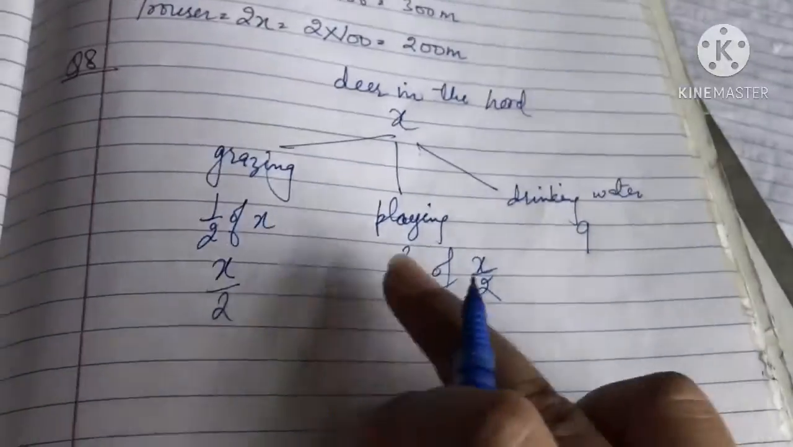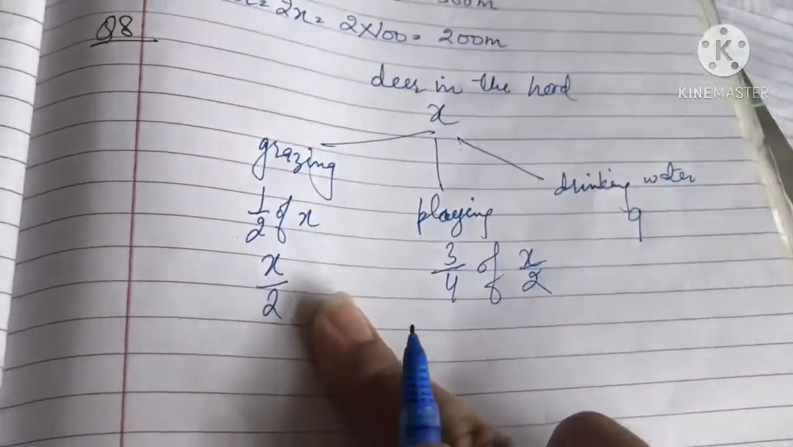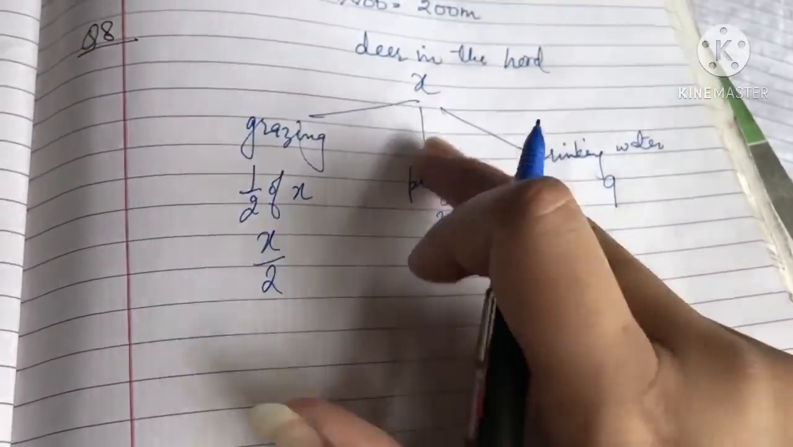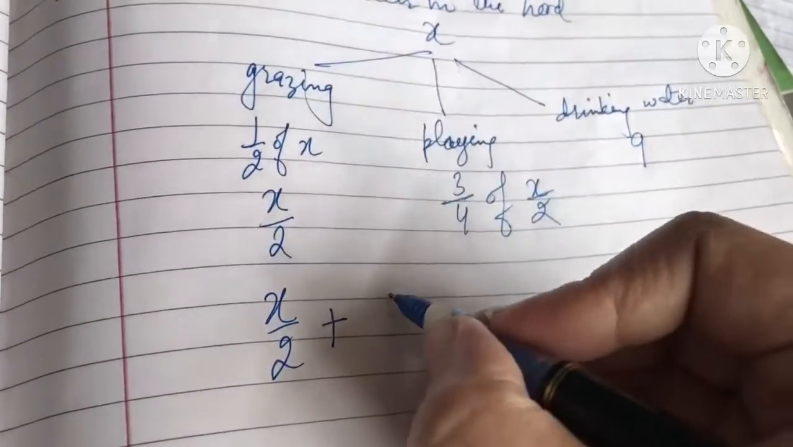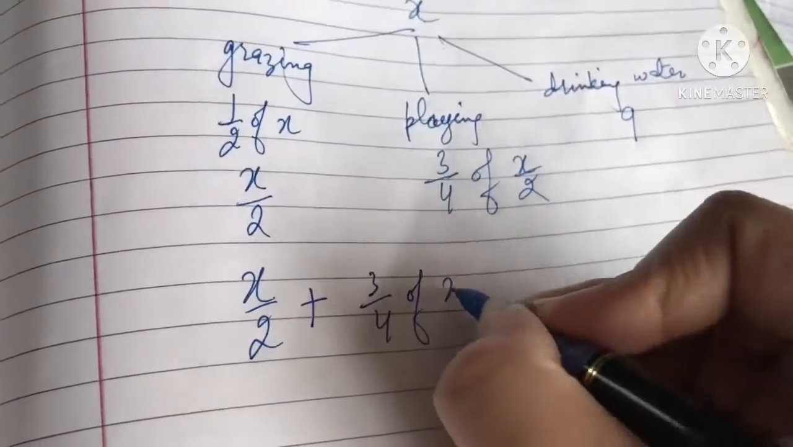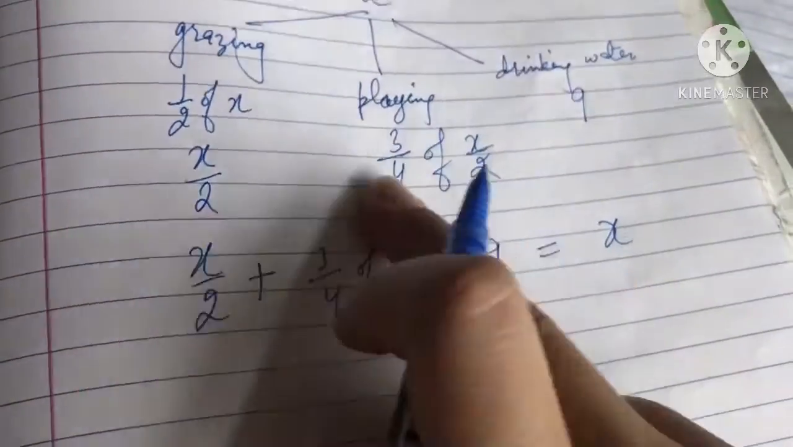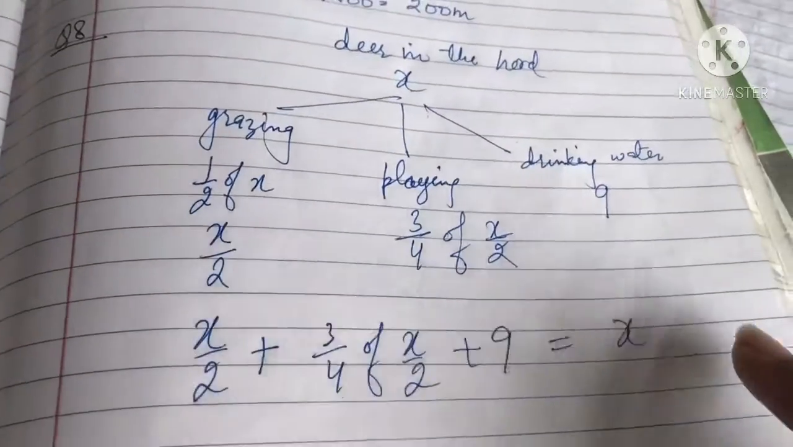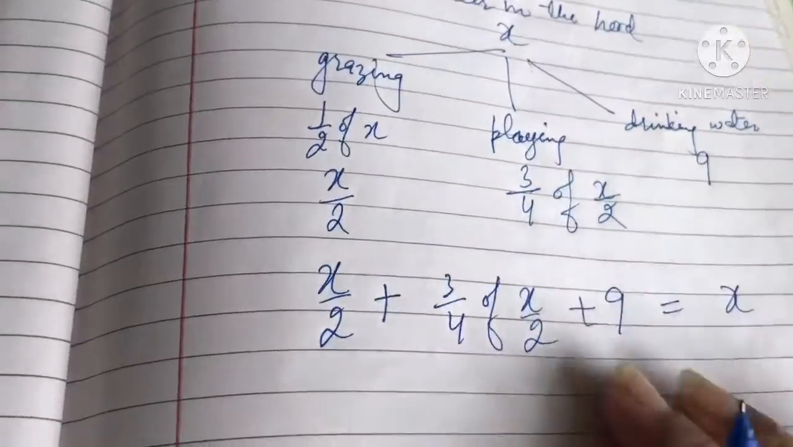Now this is what they all are doing, and all together they are x. So if you add all these deers, it should equal x. So x by 2 who are grazing, plus all those who are playing, plus those drinking water, all of these are going to be equal to x, because the total number of deers is x. Now from here you can find the value of x.